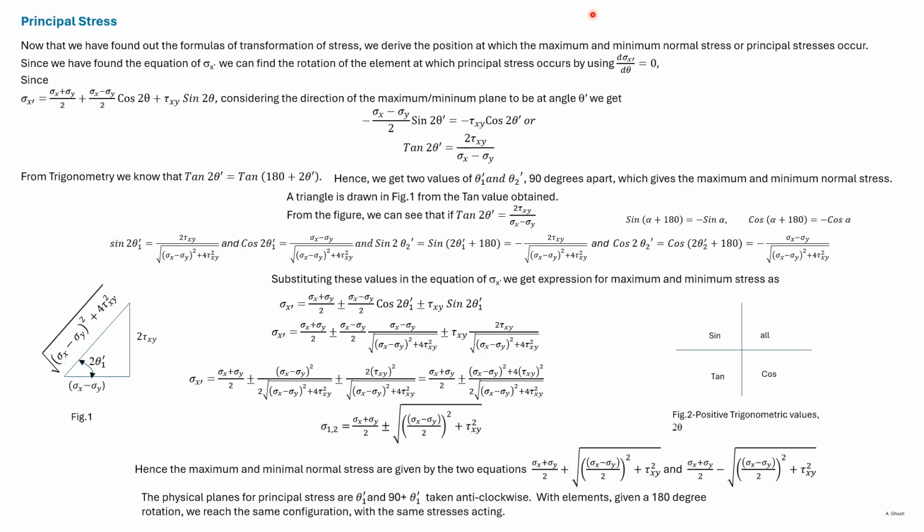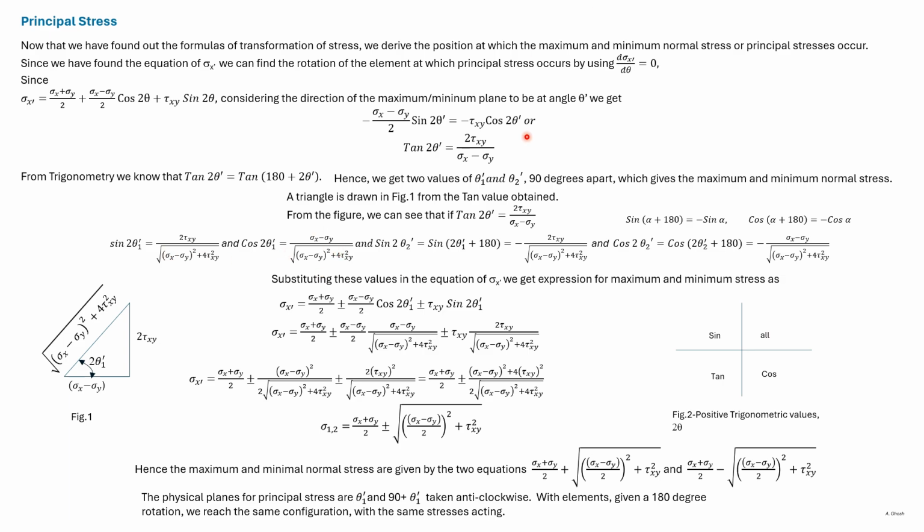Then tan 2 theta dash is positive. This means 2 theta dash is either in the first quadrant or the third quadrant. Sine 2 theta dash 1 and cos 2 theta dash 1 are both positive. These two give the maximum normal stress. So if we move anti-clockwise, we'll first encounter the maximum normal stress plane, which is given by these two.